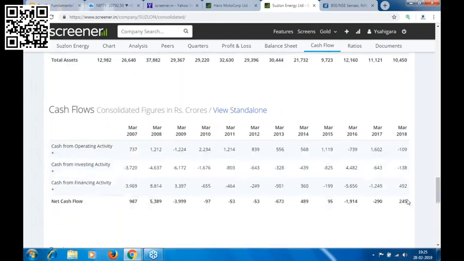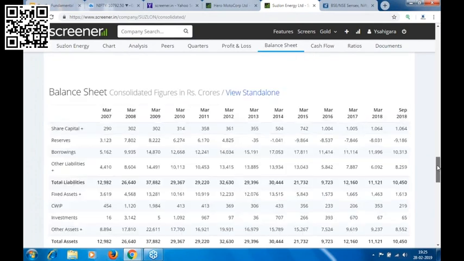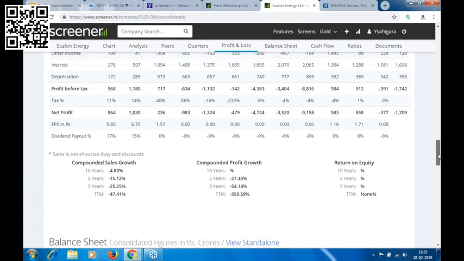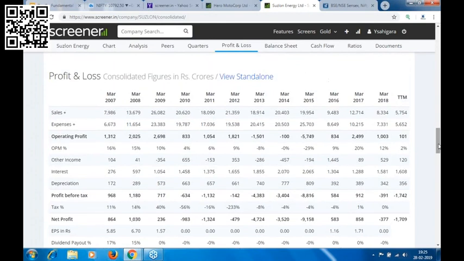The only positive thing about this company is that the cash flow is there, but all other factors of the company are negative. So we can say that this is not a good company to invest into.